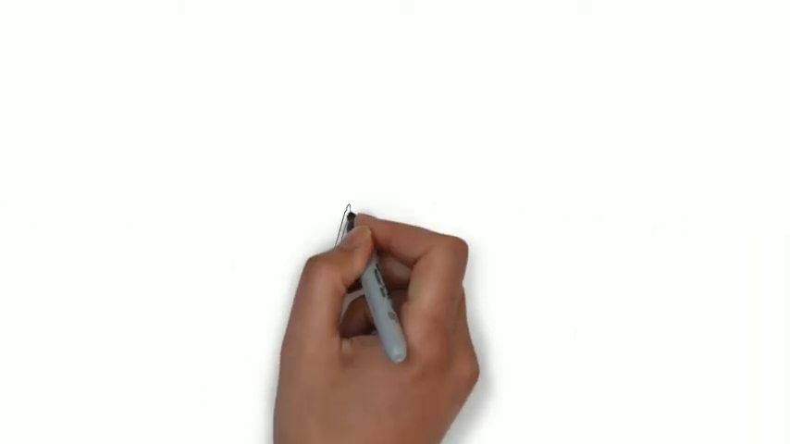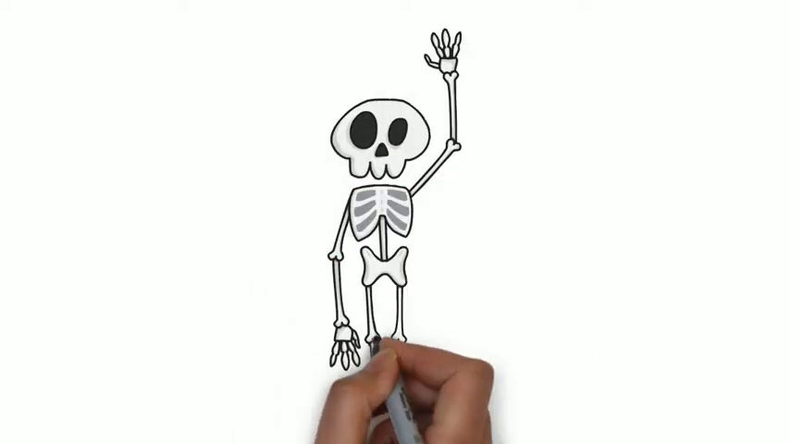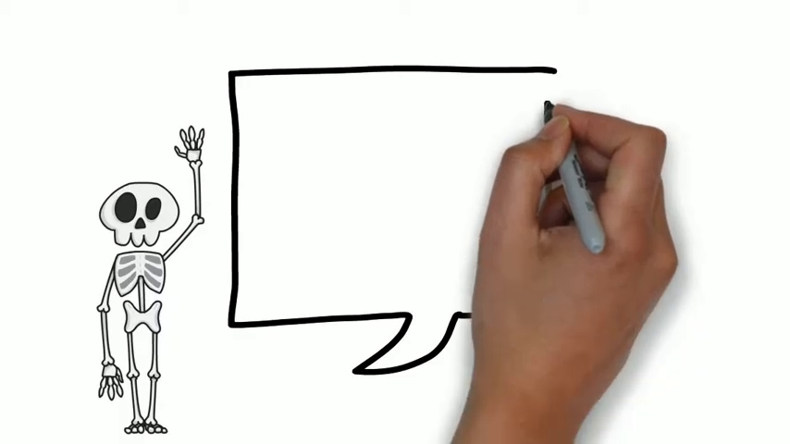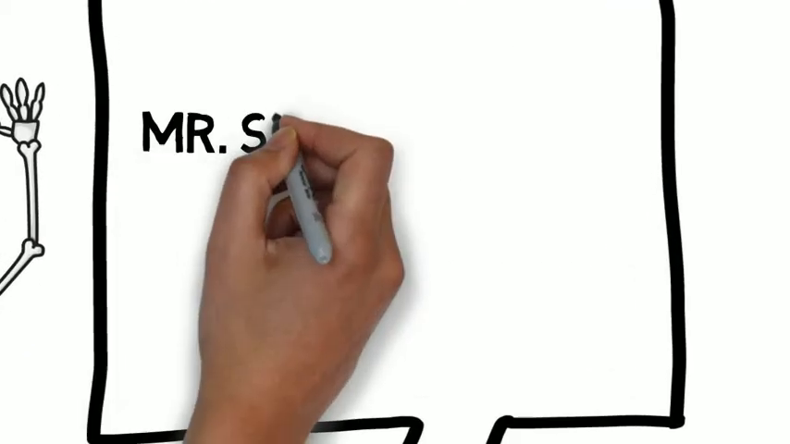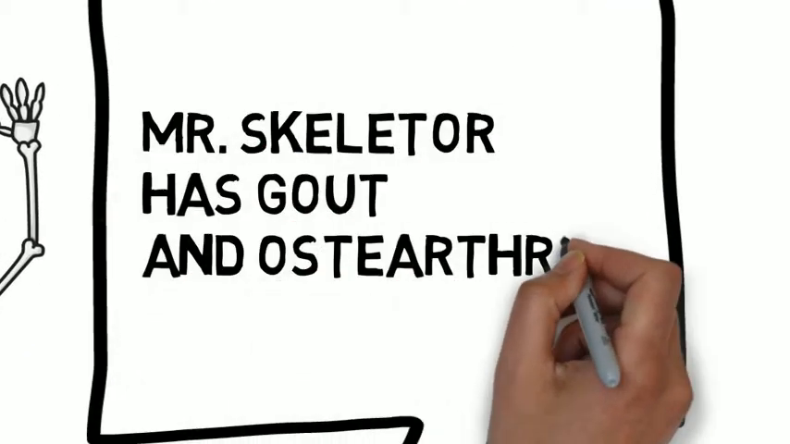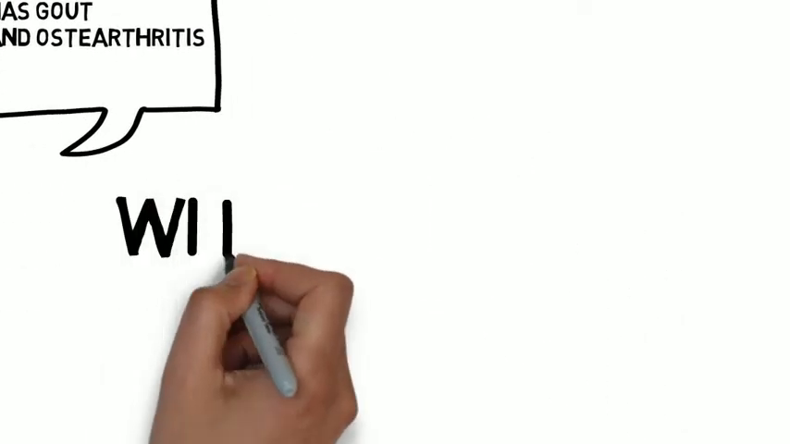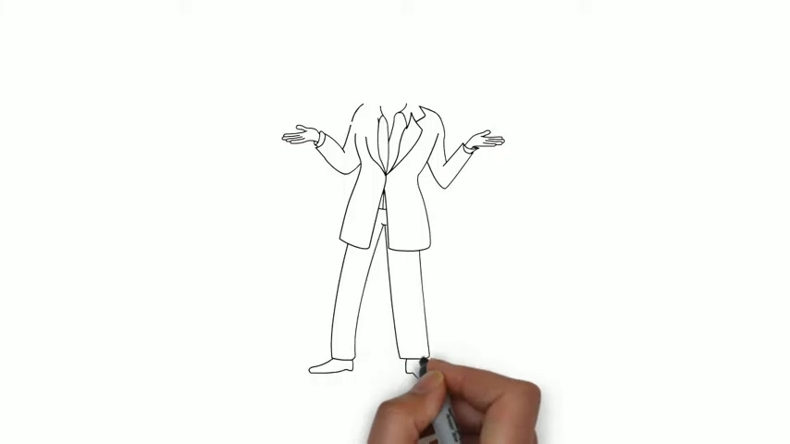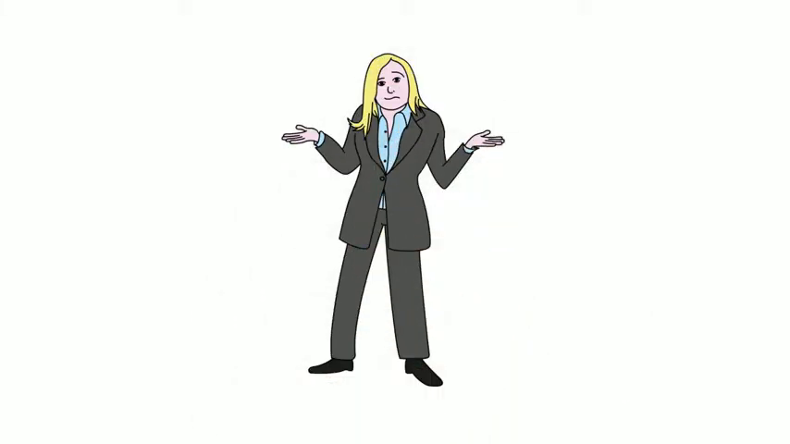If you look over here, our friend Mr. Skeletor has a problem. He suffers from serious joint pain. And he suffers from something called gout and osteoarthritis. Now, you may be wondering, what is this condition called gout? And why does it have such a weird name?